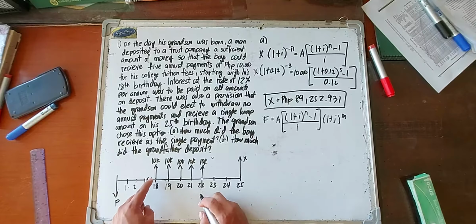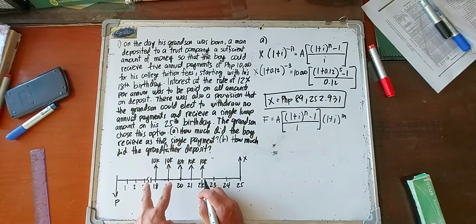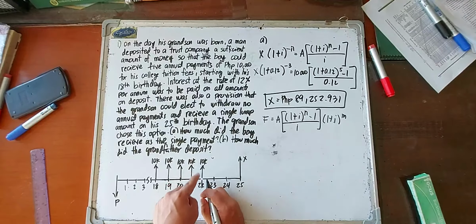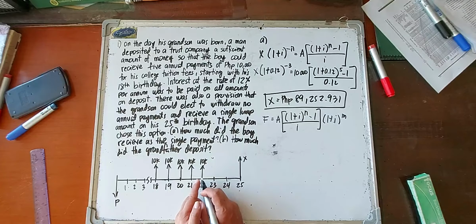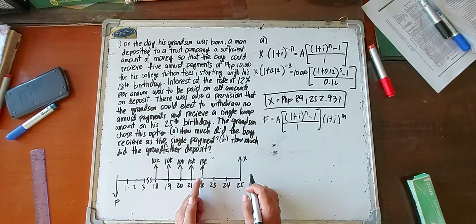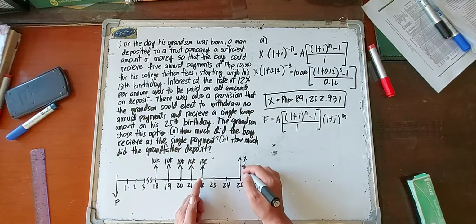Kunin natin yung amount ng periodic payments na to papunta dun sa may 22nd year. We're going to solve for the equivalent value of these periodic payments on the 22nd year. And then again, after we're done solving that value, we are going to solve for the equivalent value of that amount on the 25th year, which is actually the value of x.